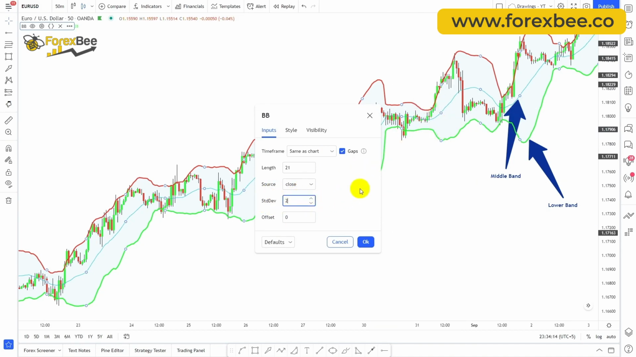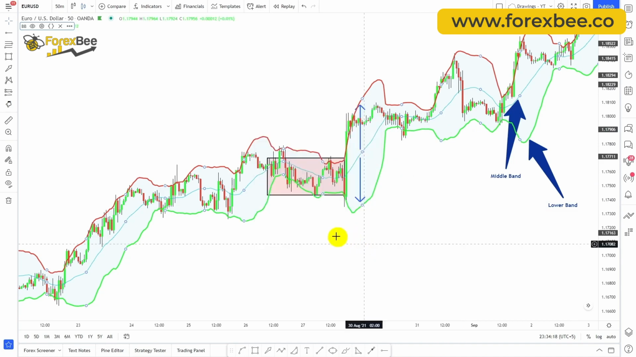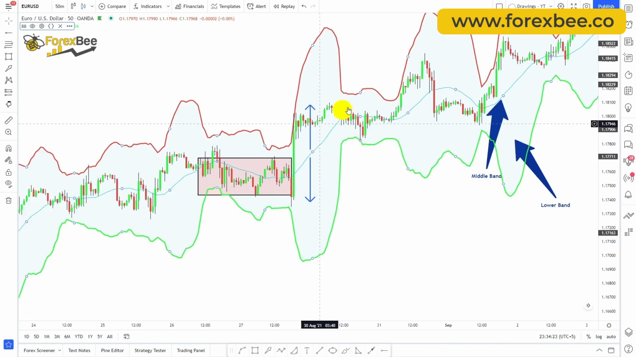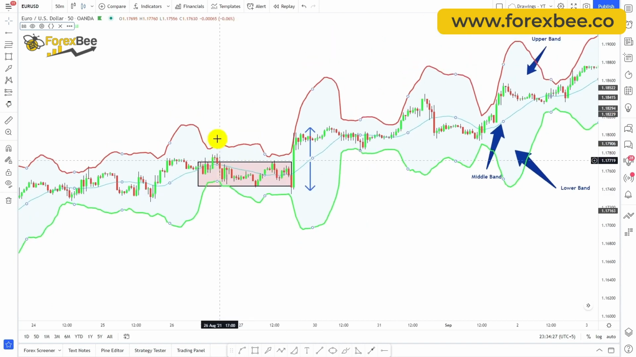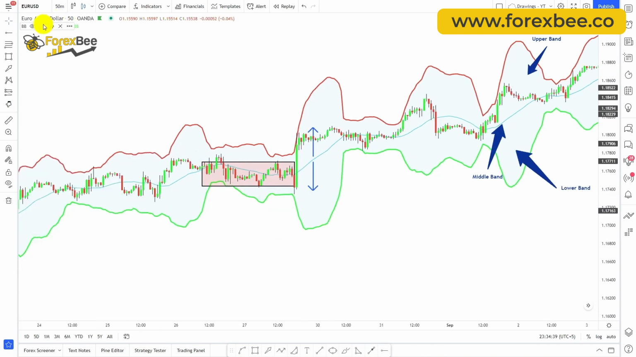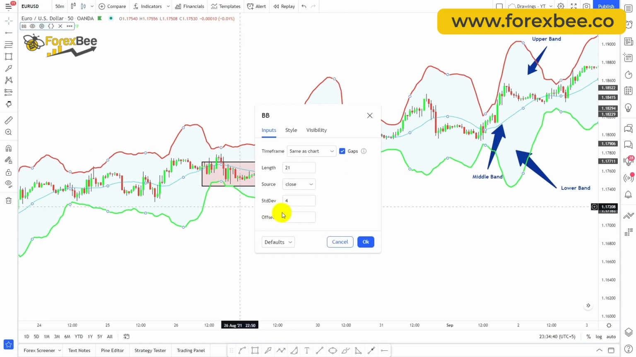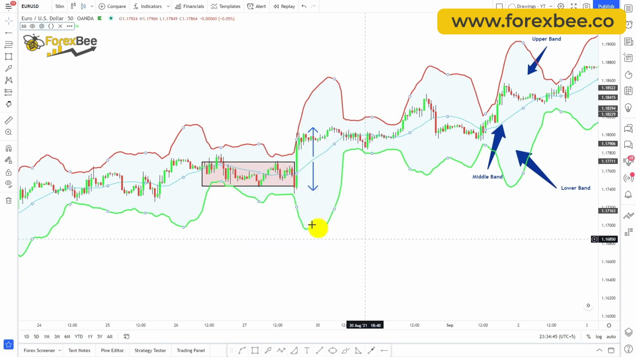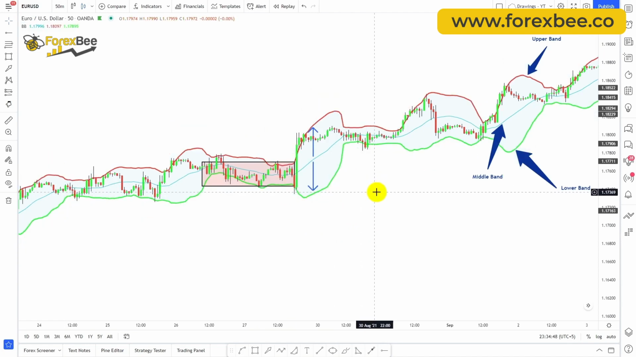If we increase it, let's say if we make it 4, the lines are going to move further apart. As you can see, the lines have moved further apart from each other. So now you can see that the candles are barely touching the upper and lower band, which is not good, because we want to take the trades that have the possibility of making us some money. So that's why we always use the optimum standard deviation, which is 2. Okay, and then we follow the strategy that I have just explained.